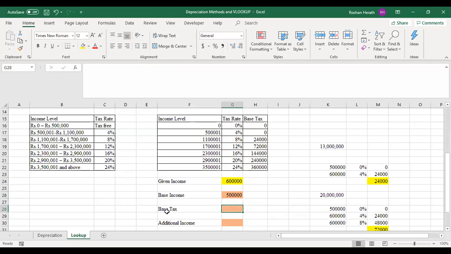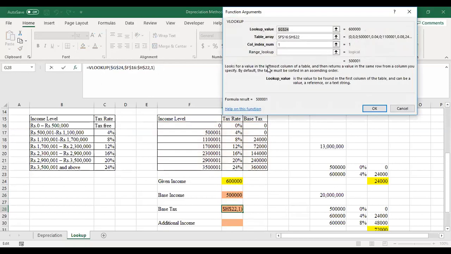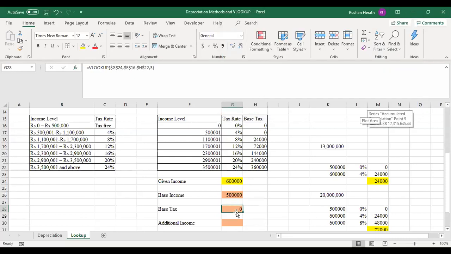Now relating to that, you can work out the base tax. Base tax can be worked out. Again, your VLOOKUP can be used. Let me copy and paste it and remove that and do the modification. Let's do that. The lookup value is still there. Table array is there. Base tax can be found in which column? We have worked that out. It was in the third column. So you mention what is the column. Say okay. So here you can see that the base tax has come as 0.